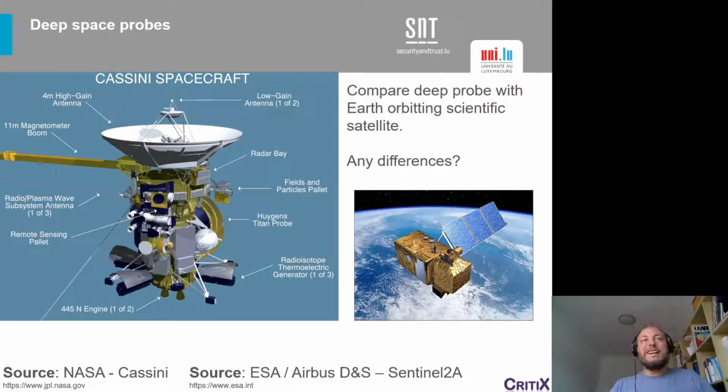Deep space probes are a bit different than typical satellites. Cassini spacecraft, a great example of a deep space probe. On the left, and on the right, a typical Earth orbiting satellite. There's one obvious difference here. There's no solar array on a deep space probe, simply because far away from the sun, there's not enough sunlight to be generated into electrical power that can supply the probe.